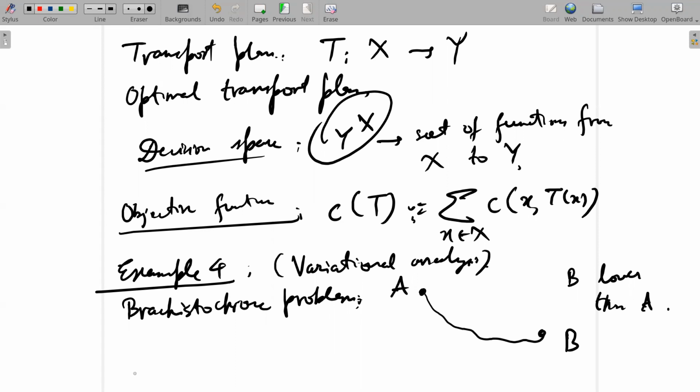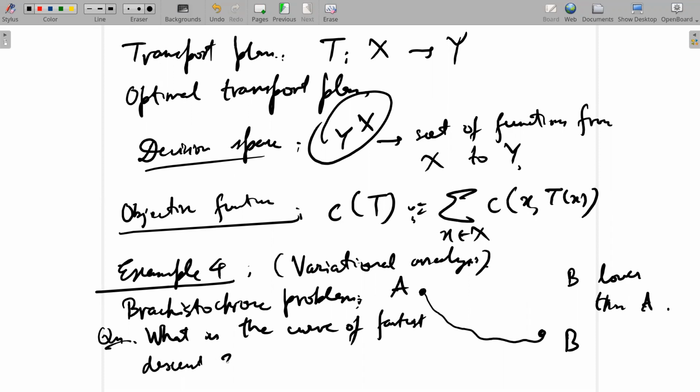So the question is, what is the curve joining A and B of fastest descent? Of course, there are some assumptions. So there is a bead here. This is the typical formulation of the brachistochrone problem. The bead slides frictionlessly under the influence of a uniform gravitational field. So that's the assumption.